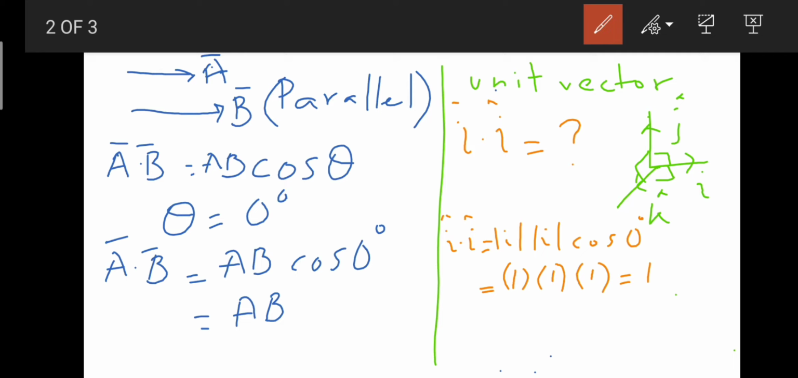If i dot i is equal to 1, that means the same procedure would be adopted for j dot j, which is also equal to 1, and the same procedure for k dot k, we get 1. So in terms of unit vectors, the product between the unit vectors, if they are the same vectors or parallel vectors, in this case we get the product which is equal to 1.